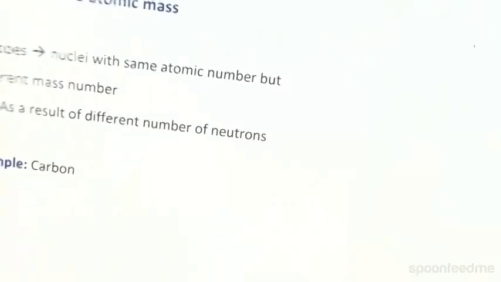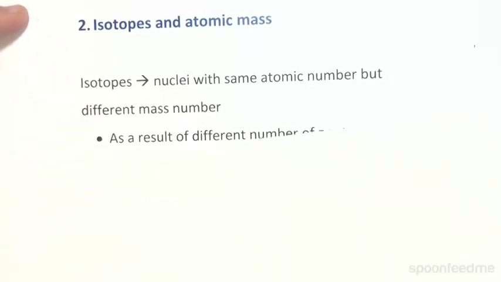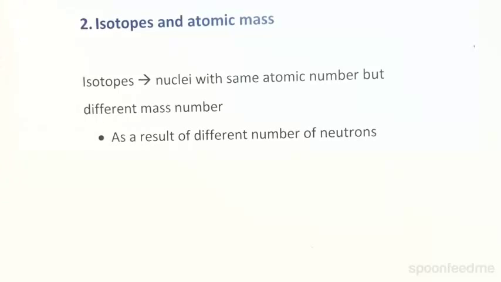All right, so the next thing we're just going to be taking a look at is isotopes and atomic mass. Okay, so isotopes are just nuclei with the same atomic number but a different mass number. And this is as a result of a different number of neutrons. So isotopes have the same number of protons but a different number of neutrons, which means that they have the same atomic number but a different mass number.